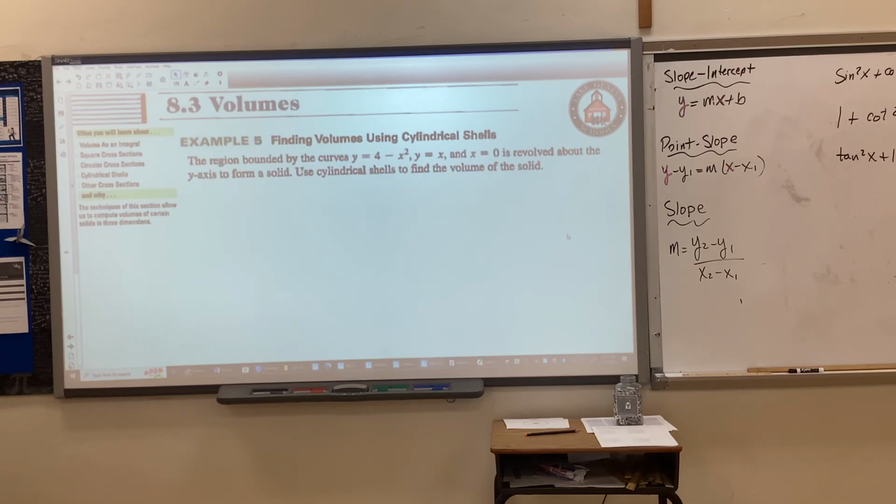X equals 0 is the y-axis. So would you guys sketch that area? Would you be able to sketch it? What does this look like? We're not going about the y-axis, we're going about the x-axis. Because this is another shells question. We're not doing shells.